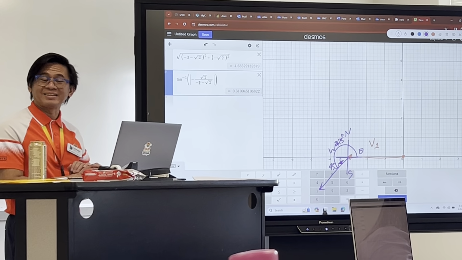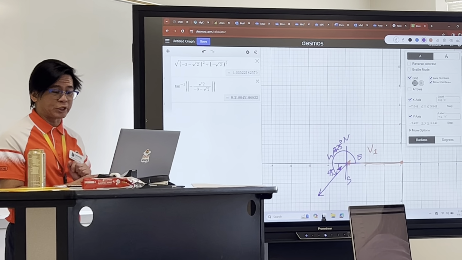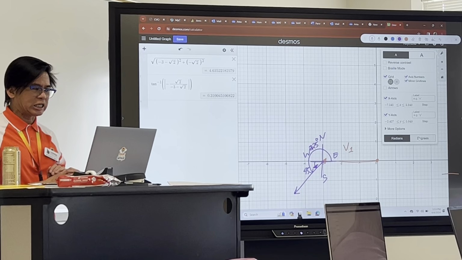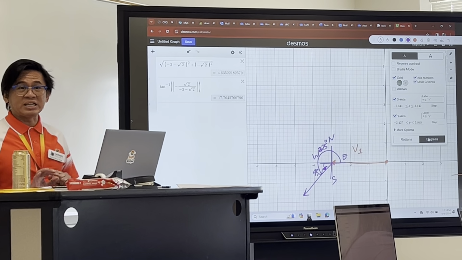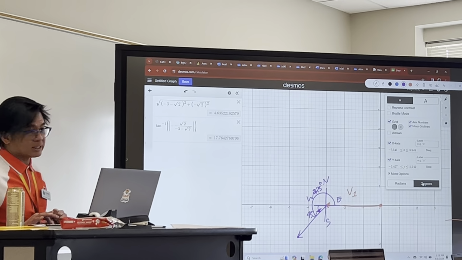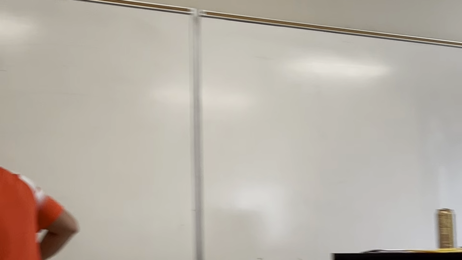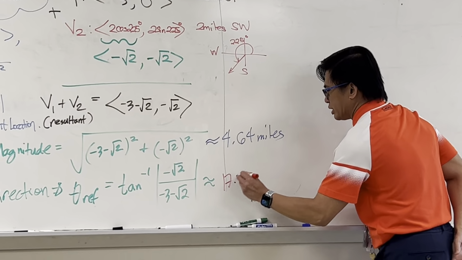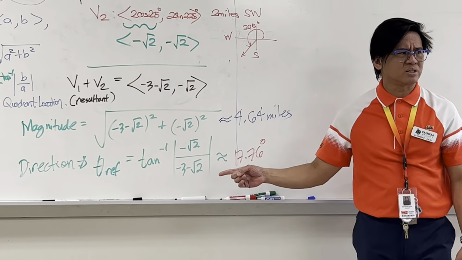All right, I would want to see that one in terms of degrees for now. If I click on degrees, it gave me how much of an angle? 17.76 degrees, right? So in terms of degrees, that is how much? 17.76 degrees. That is in quadrant 1.